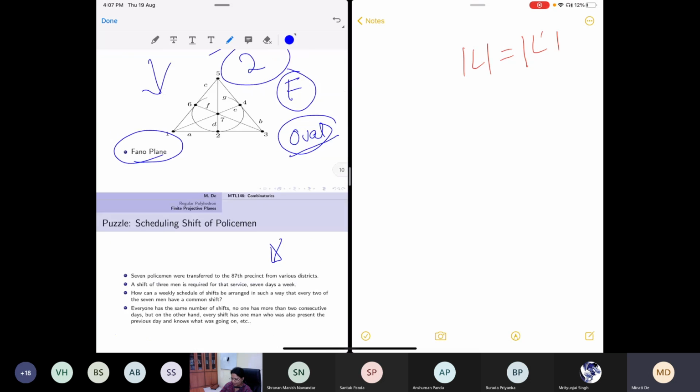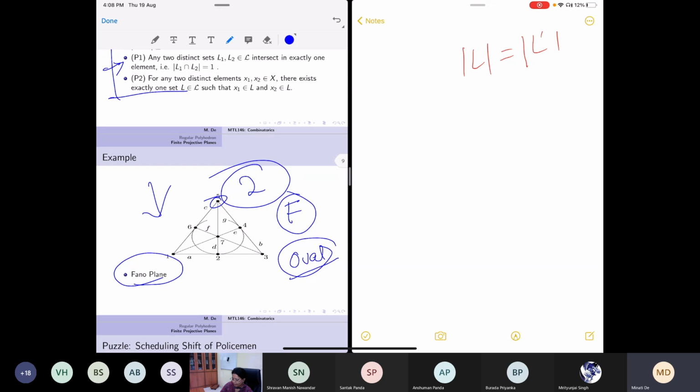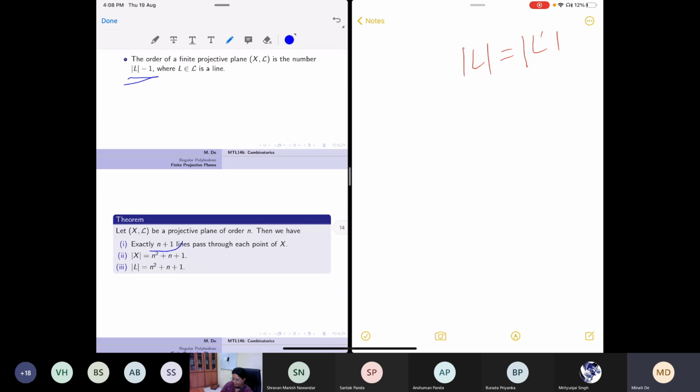For example, if you see the Fano plane, here you can see each point is passing through exactly 3 lines, right? That is n plus 1. N plus 1 means the order plus 1. So 3 lines it is passing through.